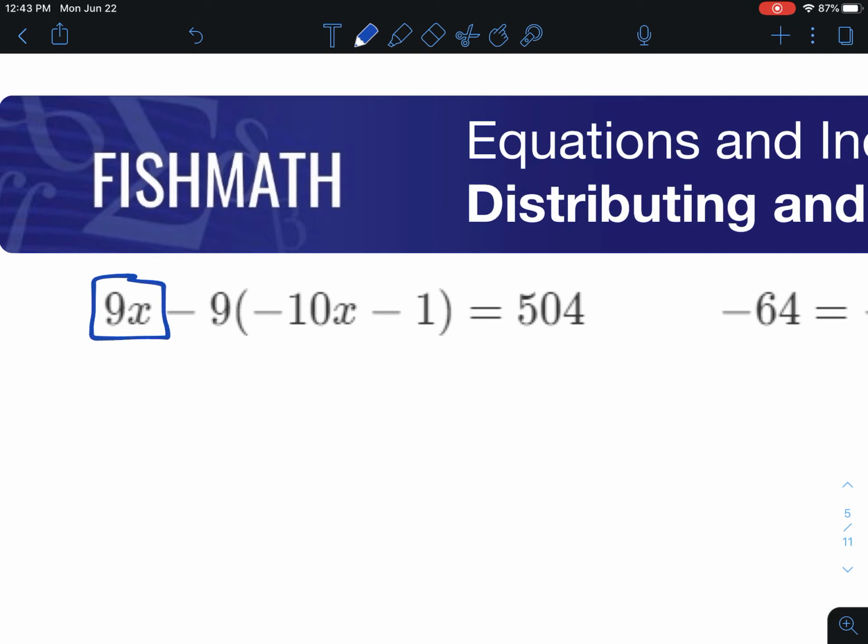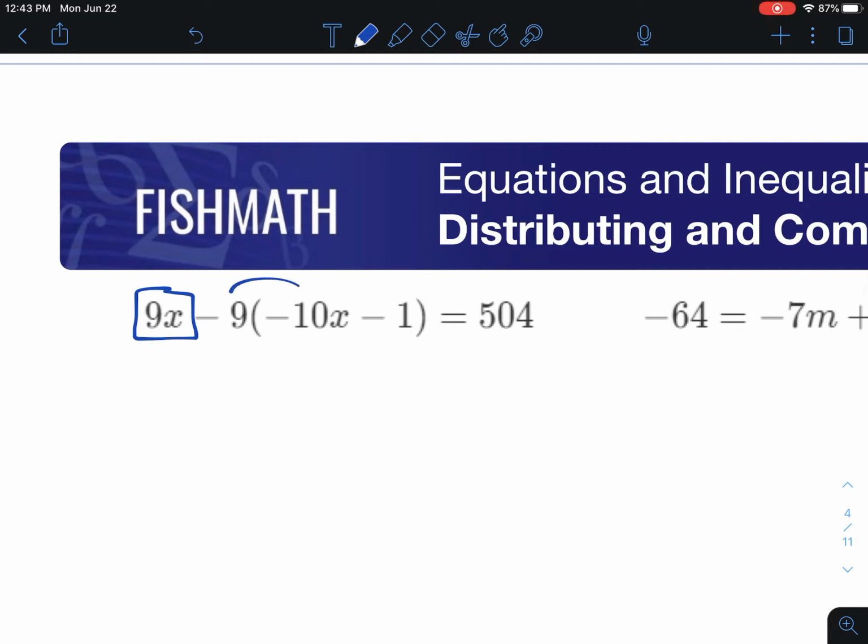We're going to leave that alone. We're going to first multiply this negative 9 into our parentheses. That will get rid of our parentheses, so then we can combine like terms after that. So negative 9 times a negative 10x would be a positive 90x. Negative 9 times a negative 1 would be a plus 9. Equals 504, but don't forget the 9x in front was still there.